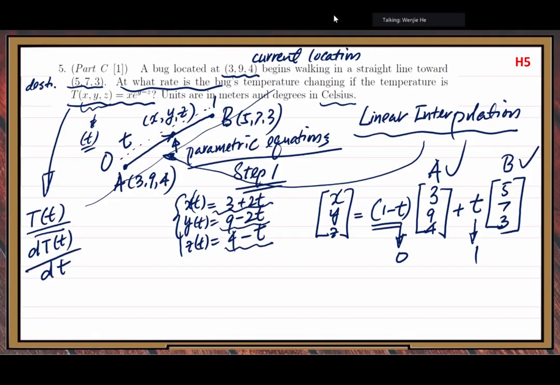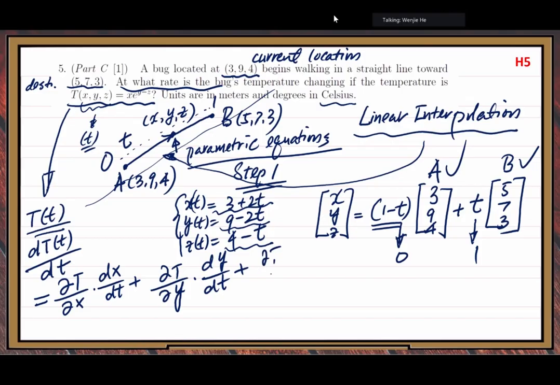Then we know by the chain rule, it should be partial T over partial x times dx over dt, plus partial T over partial y times dy over dt, plus partial T over partial z times dz over dt. So you can calculate.